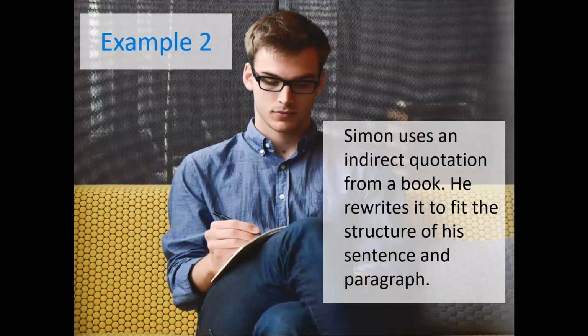So let's see example 2. This is Simon. He's using an indirect quotation from a book. He rewrites it to fit the structure of his sentence and paragraph. Is that plagiarism? Well, it could be, but it's no problem to use indirect quotation, provided that Simon is acknowledging his source.